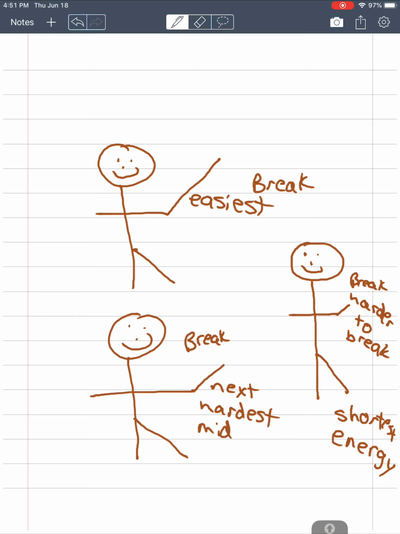The next one is the middle. And this one is the longest. And it takes the least energy. So you have a stick. All right, so you have the first stick, you break it, you have about half as much stick. You break it, you have about half as much stick again. You try to break it, it's harder.